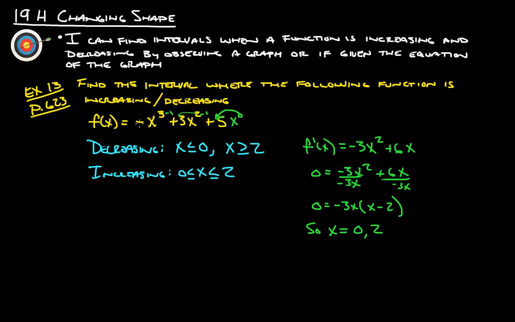And since this is a negative cubic, we know that the graph ends up going down. So we know it's going to look something of this nature. Then we know that it is going to be decreasing all the way up until the first one, so decreasing where x is less than 0. And it's going to be increasing from 0 to 2. So that's this piece right here. And then it's going to decrease for the rest of that, and that is when x is greater than or equal to 2.